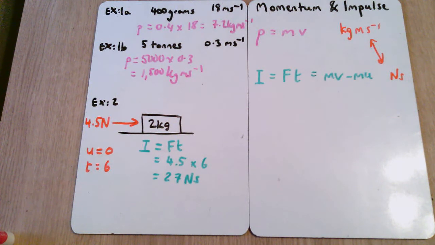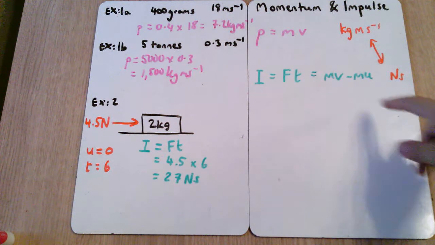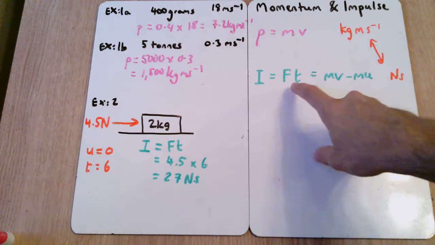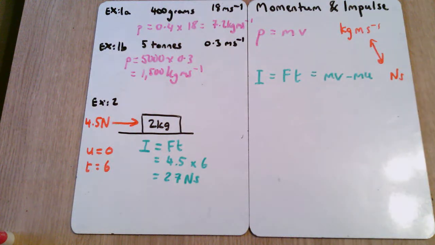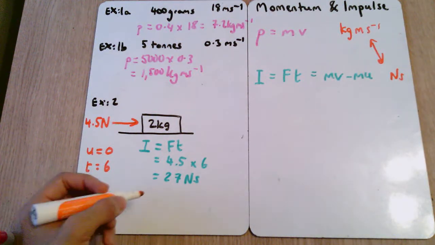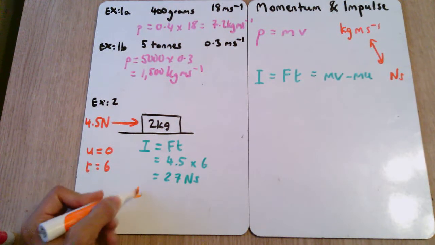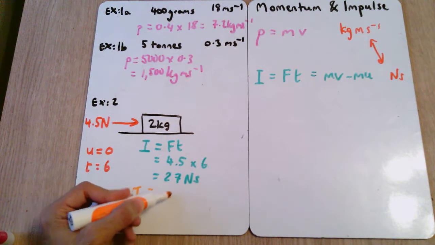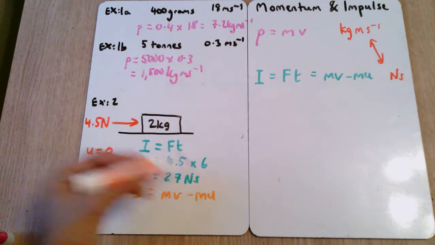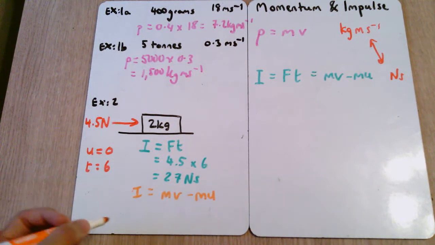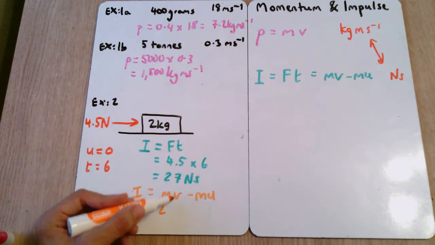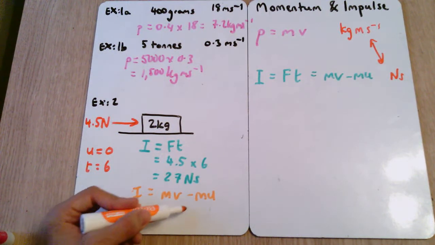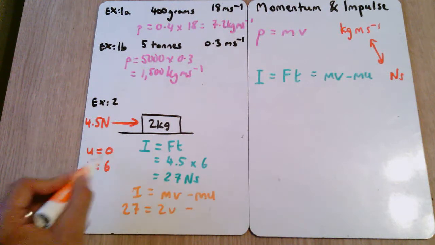Now, if we want to work out the final velocity, as we do for the next part, we need to use this formula over here, which is the fact that the impulse is equal to the change in momentum. So very simply, all we're doing here is substituting the 27. I is equal to mv minus mu. Well, we know the impulse is still 27. We know the mass is equal to 2. The final velocity is what we're working out. And the initial velocity was 0 because it started from rest.